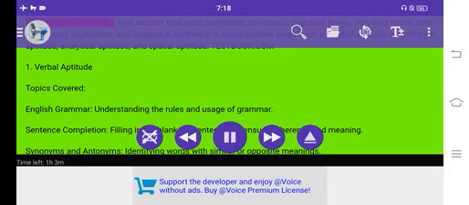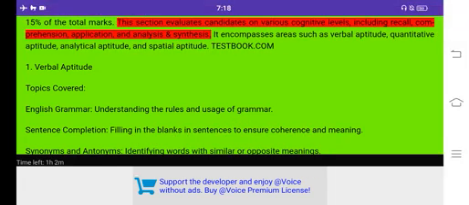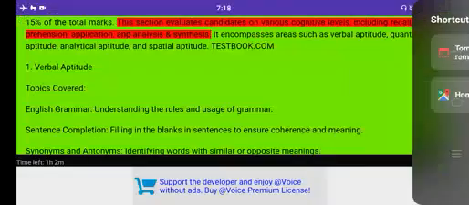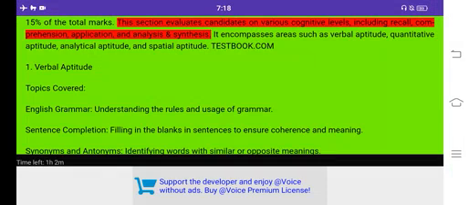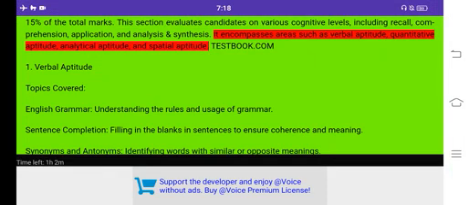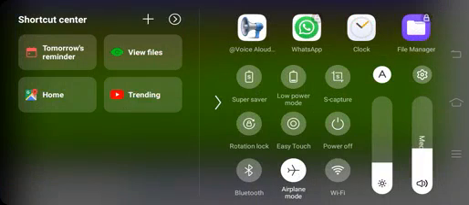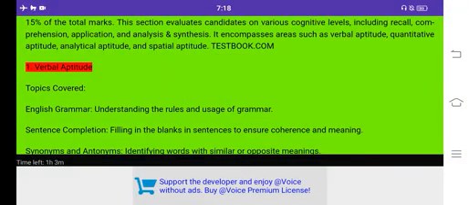The general aptitude section is a crucial component of the GATE Ecology and Evolution exam, accounting for 15% of the total marks. This section evaluates candidates on various cognitive levels, including recall, comprehension, application, and analysis and synthesis. It encompasses areas such as verbal aptitude, quantitative aptitude, analytical aptitude, and spatial aptitude. 1. Verbal aptitude.